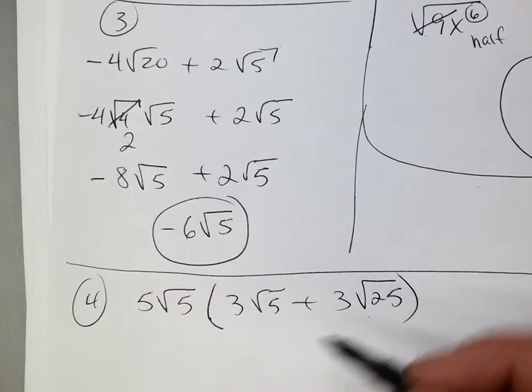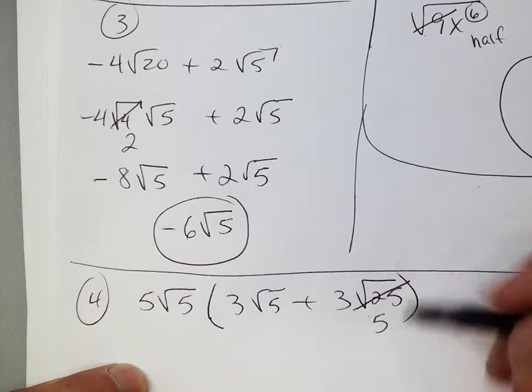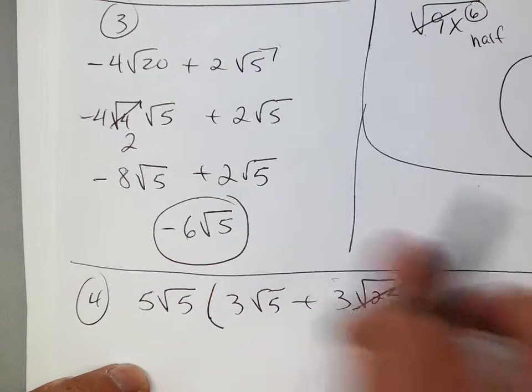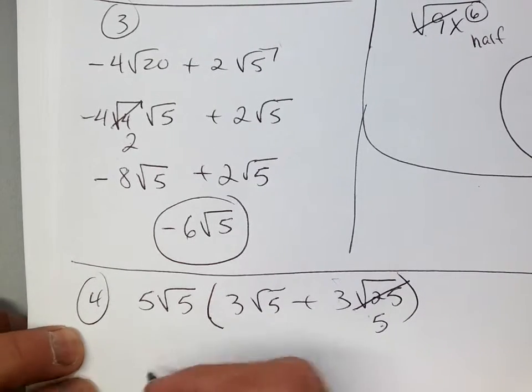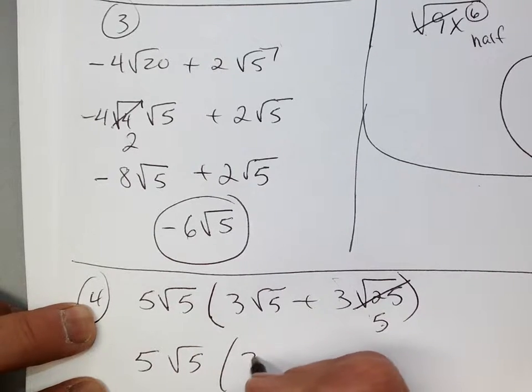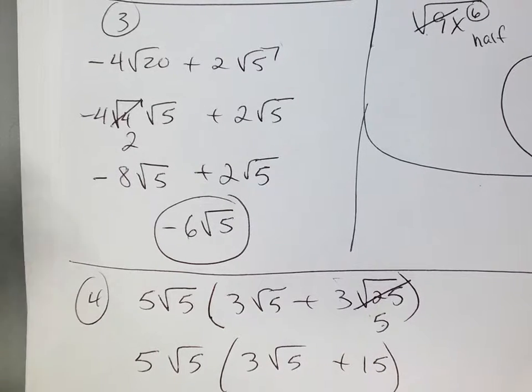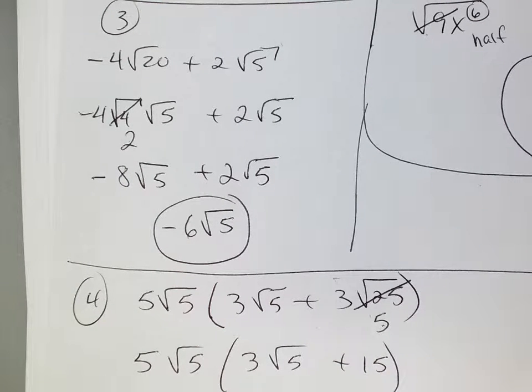Makes it smaller. So the square root of 25 is 5. You guys agree with that? And then 3 times 5 is 15. So let's just change this whole thing to 15. So let me rewrite it in a simpler form. 5 square root of 5 times 3 square root of 5 plus 15, okay? I mean, that square root of 25 should have been changed to 5 right off the bat.